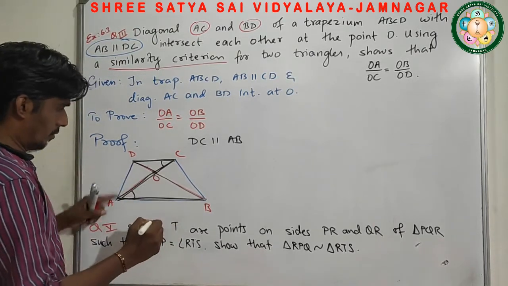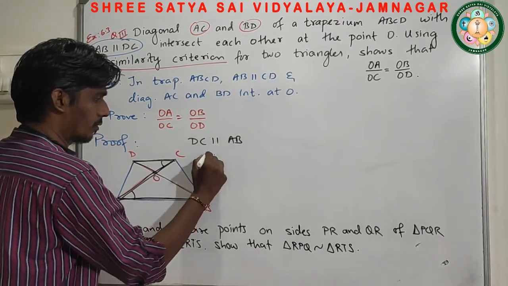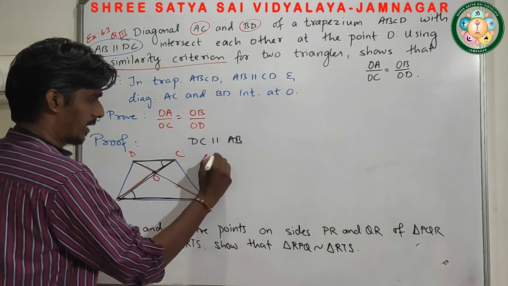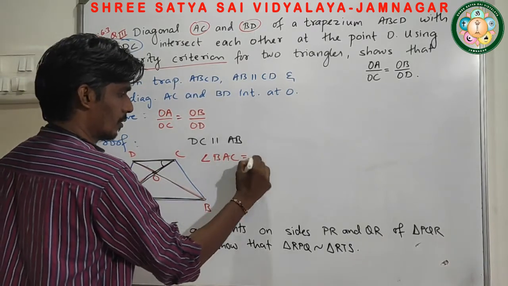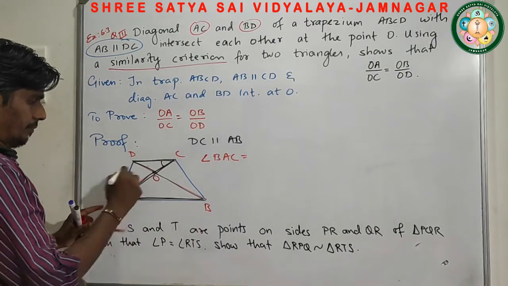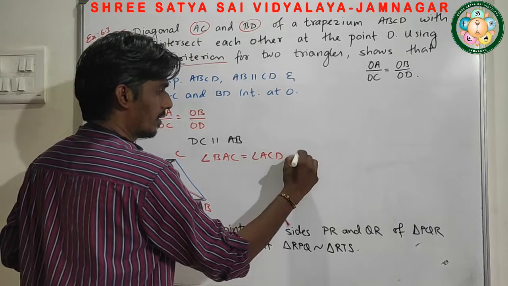For the bigger triangle, it's angle BAC is equal to which angle? Angle ACD. Reason?